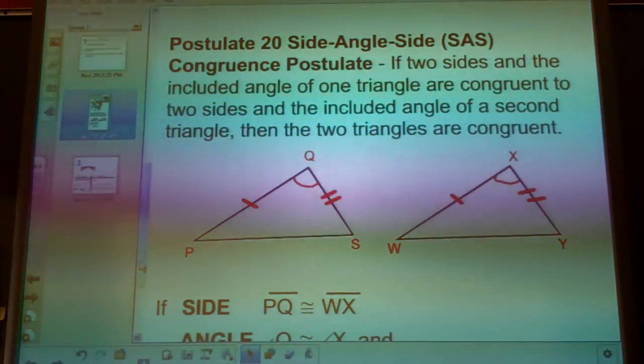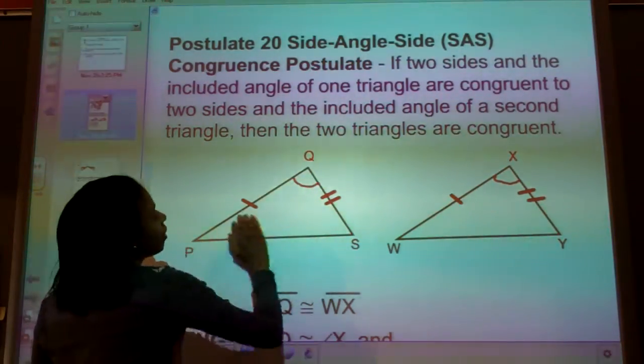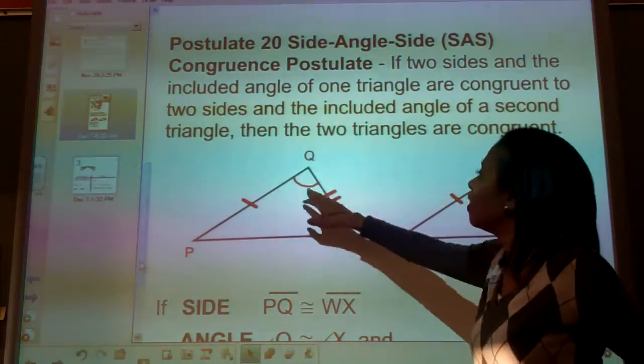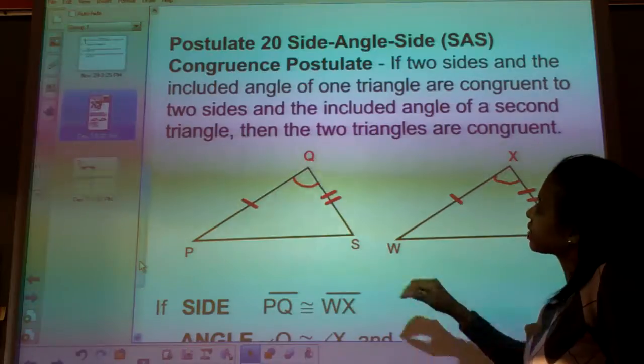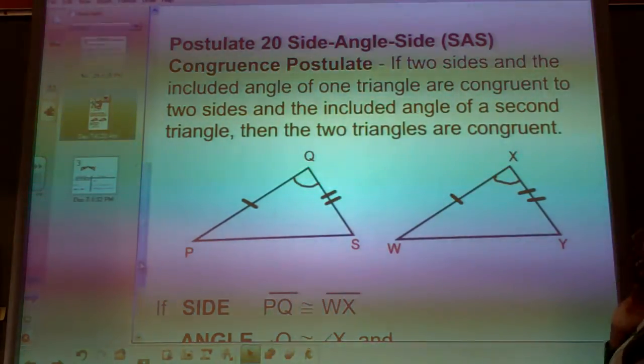All right, y'all, that was DJ. All right, so side angle side, PQ corresponds to WX. Then the angle is in the middle. Angle Q corresponds to angle X. And then here's our second side. QS corresponds to XY.